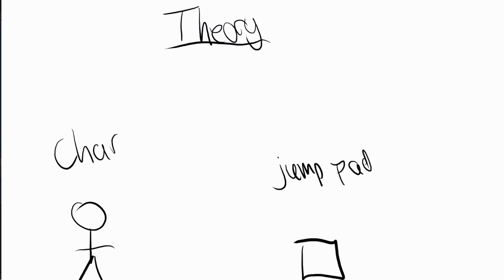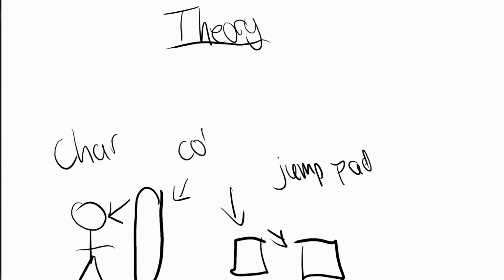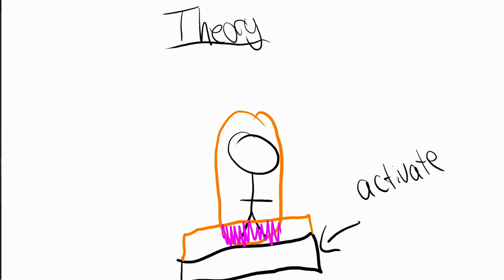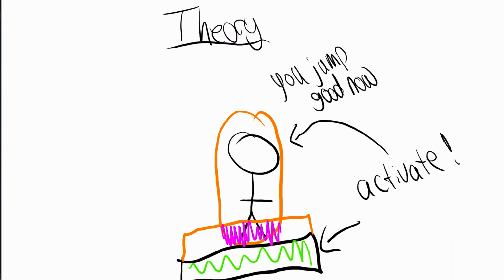So in theory, we are going to have both a character and our jump pad. Both of these objects are going to have some sort of component that dictates their collision in the world. The character is going to have a capsule and our jump pad is going to be a box. When the character's capsule is overlapping with our jump pad's box, then we're going to make it look like the pad has become active by changing the color of our jump pad. And then we're going to talk to the character's movement component to give them a super jump.